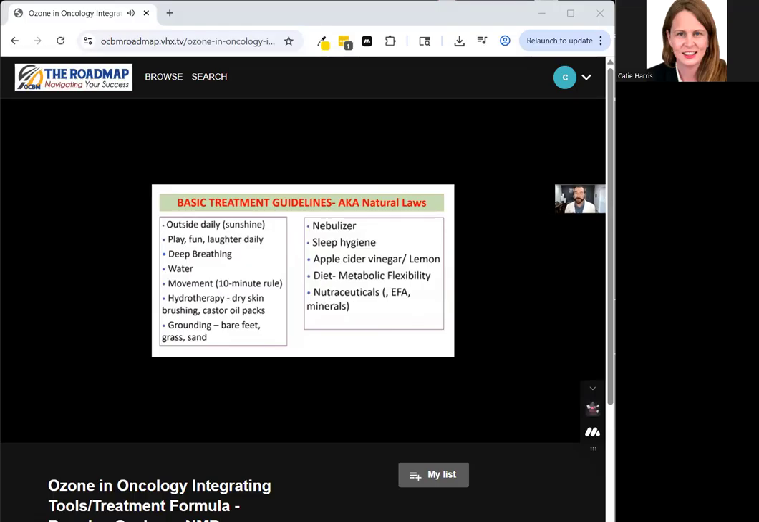Now, I find in my clinical practice, if I give the patient all of these things on the first visit, it's overwhelming. So most of the time what I end up doing is every single visit or couple of visits, I drop another one.